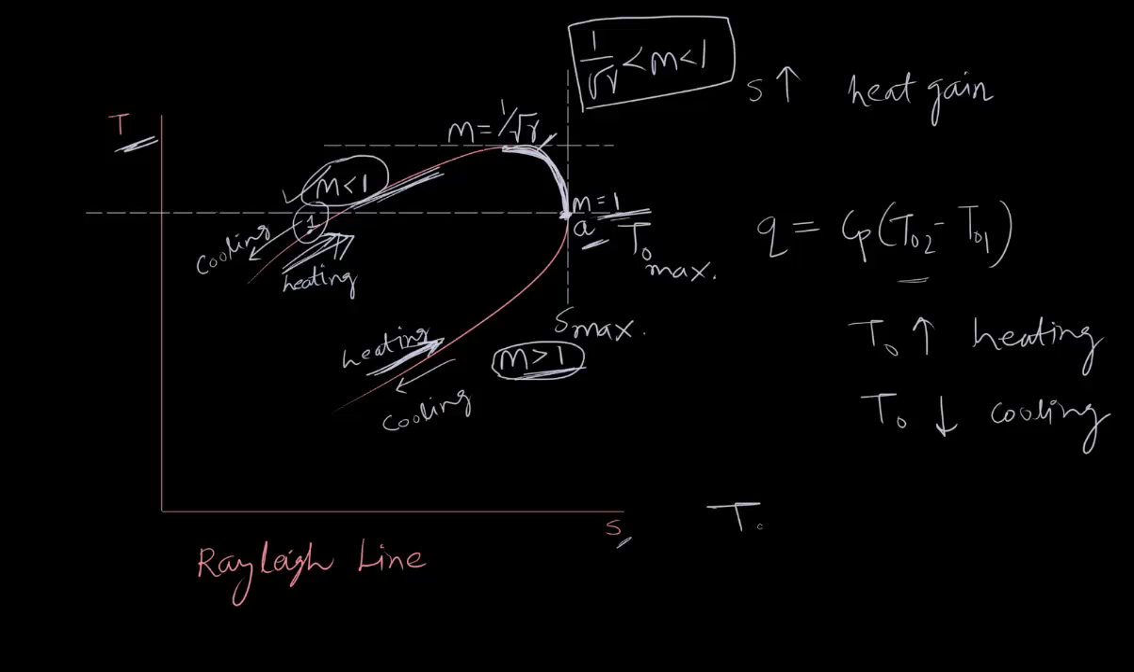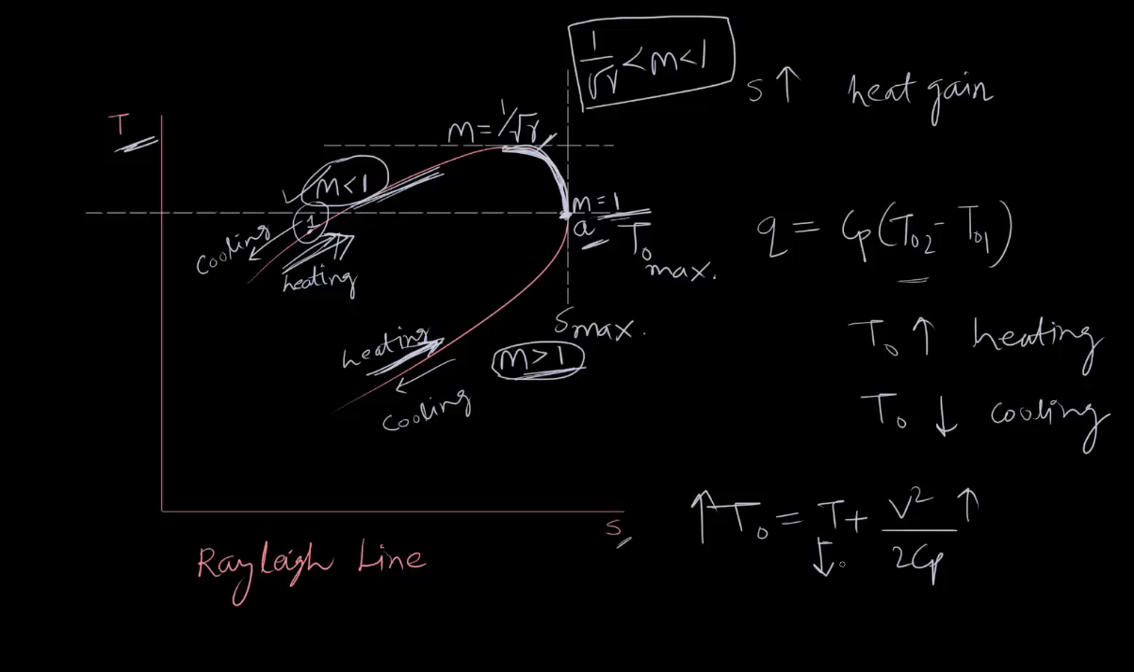Consider this equation: T0 equals T plus V square by 2 Cp. In heat addition, T0 will increase, and similarly velocity and temperature will also increase. But for this small range of Mach number 1 by root gamma to 1, what happens is that the increase in velocity is very large and the temperature decreases.